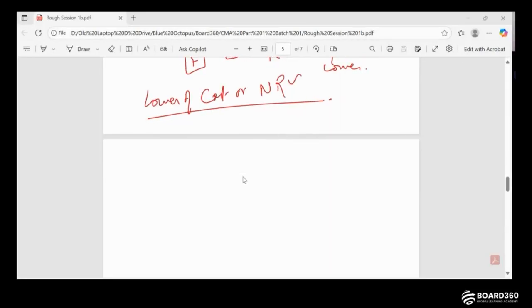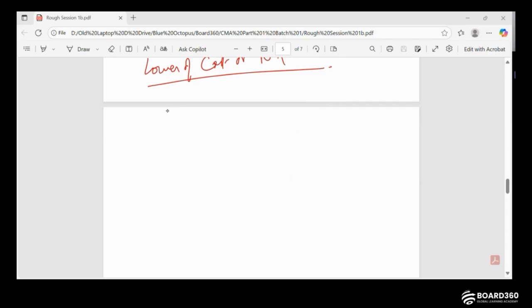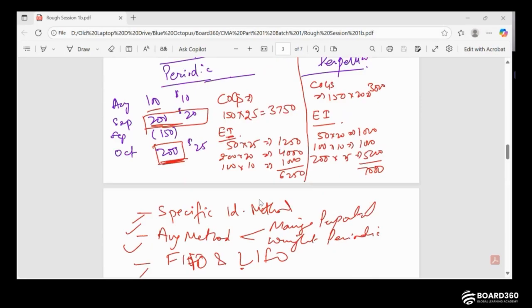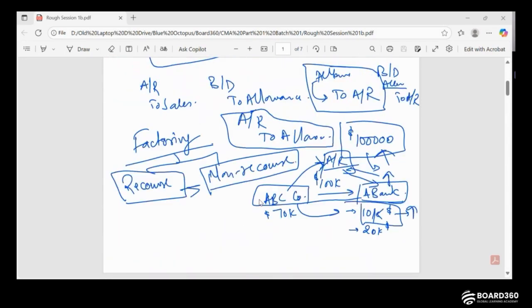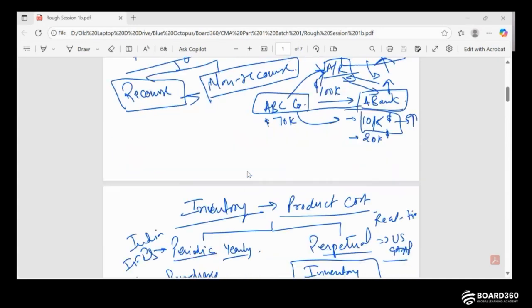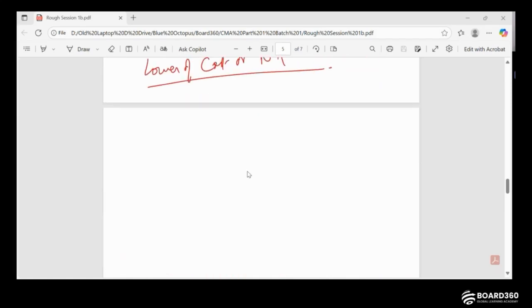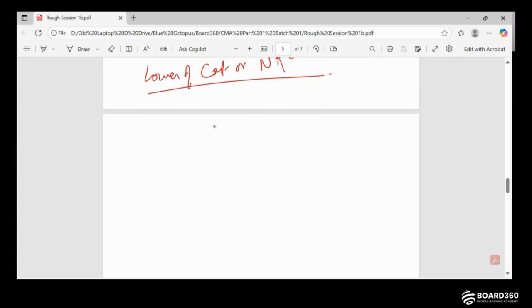So last time we stopped at inventory, right? So in the balance sheet items, we did cash, we did AR, and we did inventory, right? So today we will start with the next line item, which is investments.